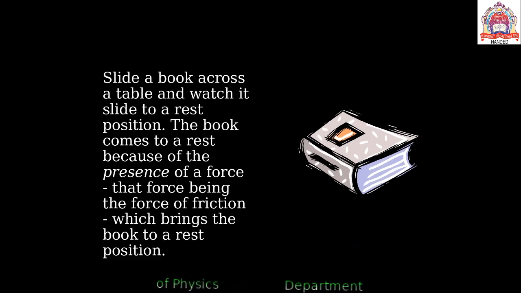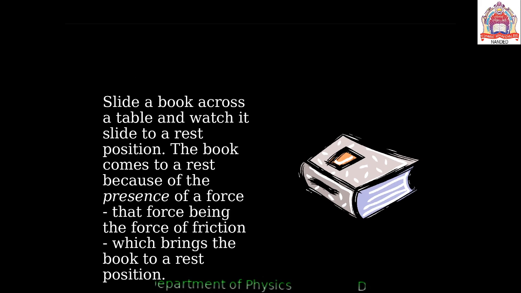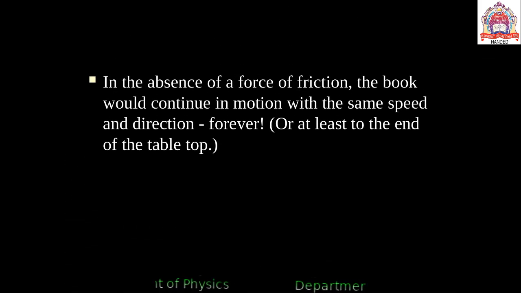The book is on the slide across the table. So slide a book across a table and watch it slide to rest. The book comes to a rest because of the presence of a force. That force being the force of friction, which brings the book to a rest position. In the absence of the force of friction, the book would continue in motion with the same speed and direction forever, or at least to the end of the tabletop.